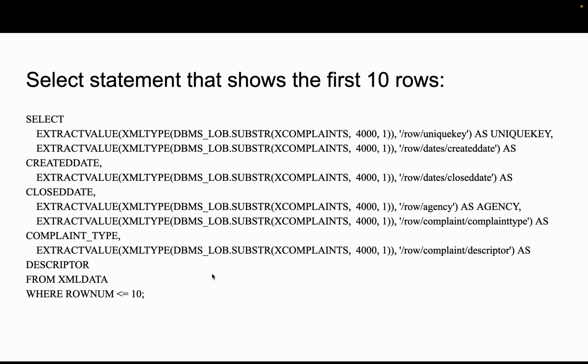And this is useful when you're trying to test a query or if you just want a quick preview of what data looks like without having to scroll through hundreds of rows. So it's the same XML extraction logic, just now it's given a limit, right? And the limit is the first 10 rows.